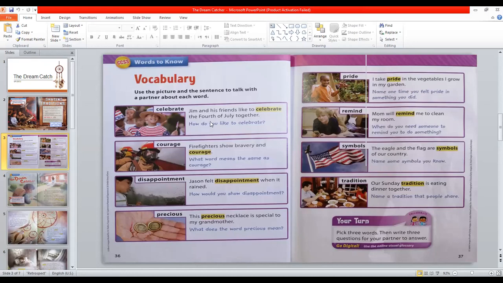Jim and his friends like to celebrate the 4th of July together. Jim and his friends like to celebrate the 4th of July together.